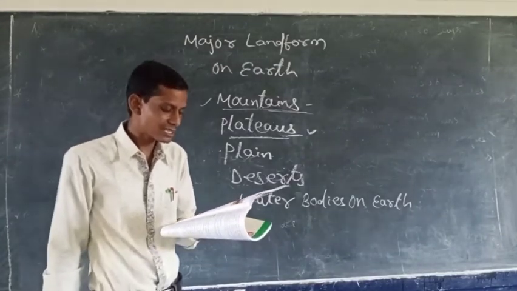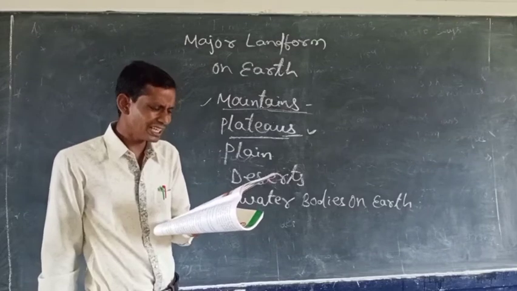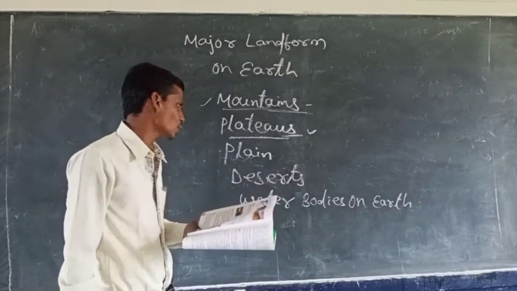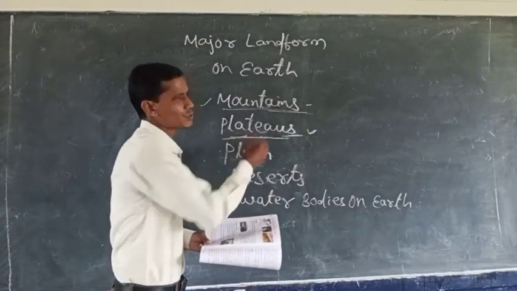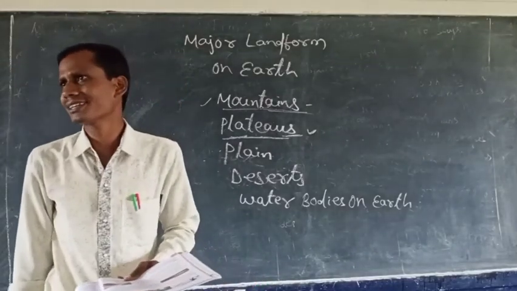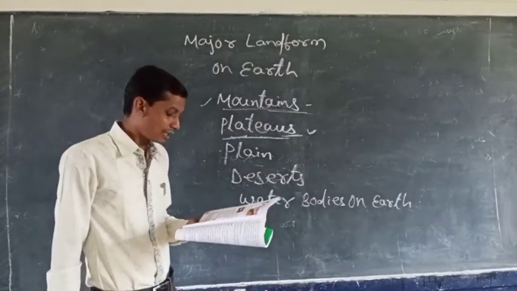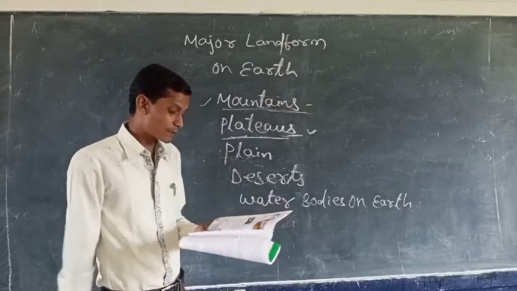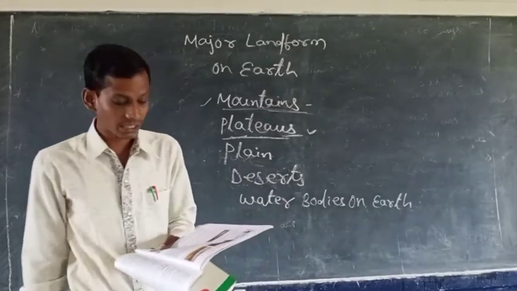They have grassland for rearing sheep and cattle. Plateaus have grassland, and as grassland is there, they are the exact places for rearing or keeping sheep and cattle.